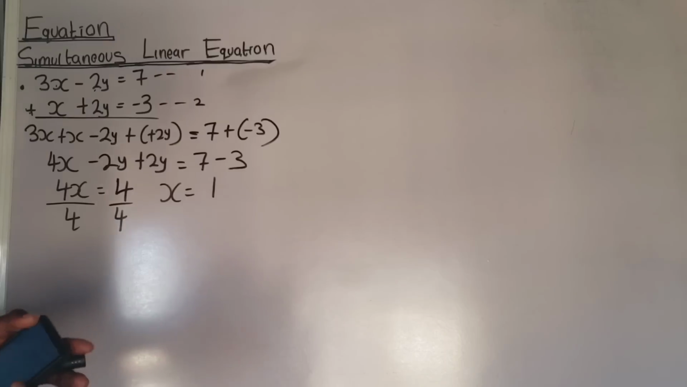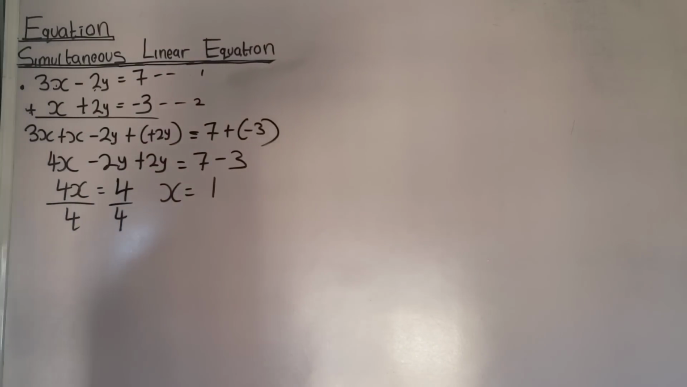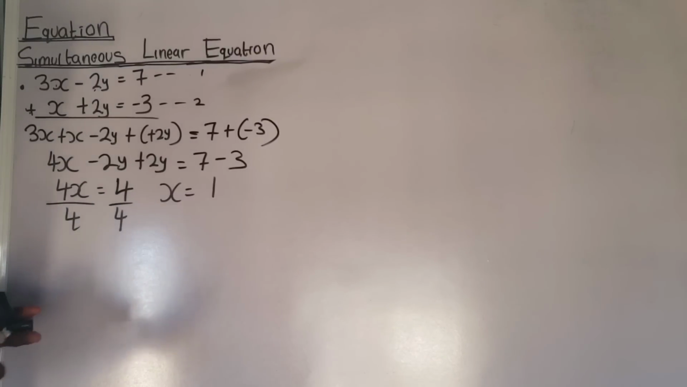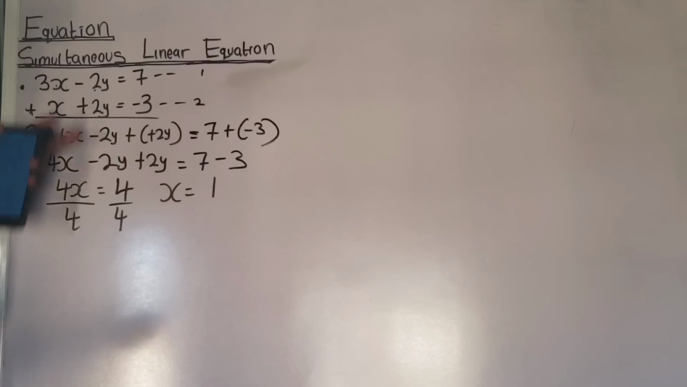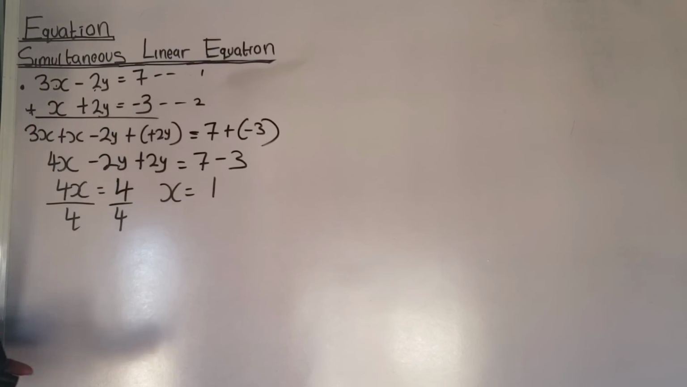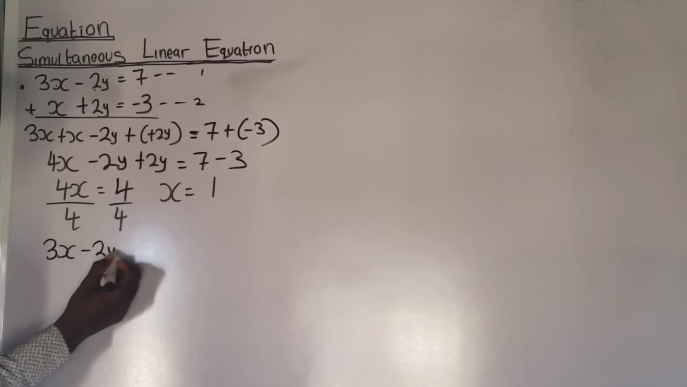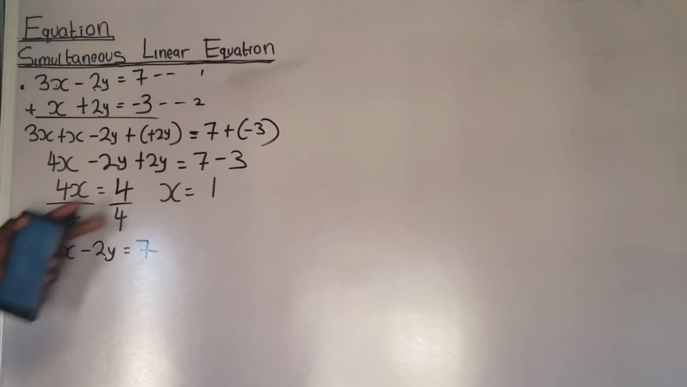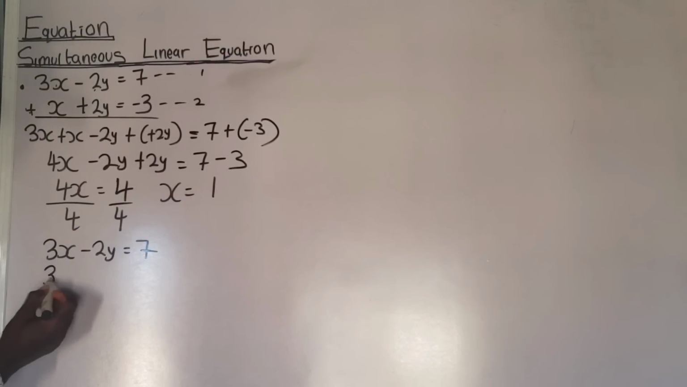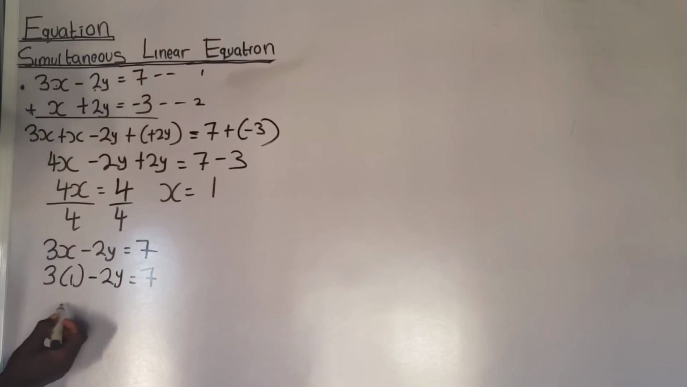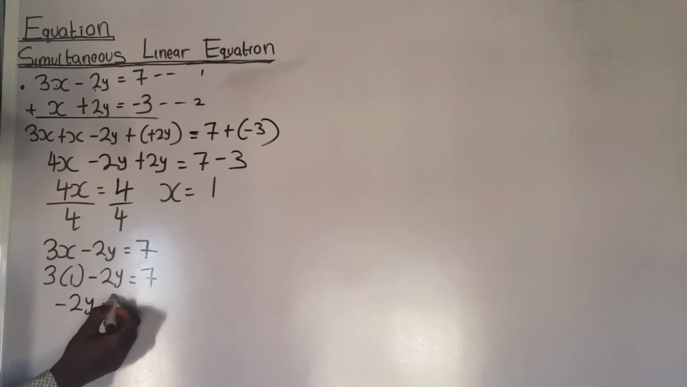Now we are done with one part of the question. We are still asked to find the value of y. Having gotten the value of x as 1, we can easily get the value of y by substituting 1 into any of these equations, either equation 1 or equation 2. So let us use equation 1. Equation 1 is 3x minus 2y equals to 7. When x is 1, I'm going to have 3 into bracket 1 minus 2y is equals to 7.